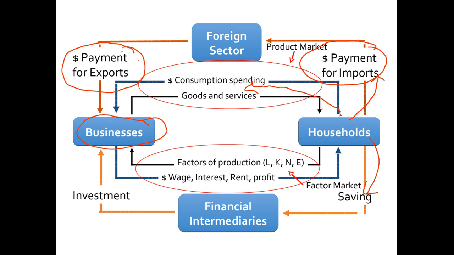I'm assuming that this business sector is selling goods and services to the foreign sector and receiving dollars, Canadian dollars, of course, through the foreign exchange market. This is what we call dollar payment for exports. Now, you'll notice that I have added three sectors so far in this circular flow diagram: the household sector, the business sector, and the foreign sector.